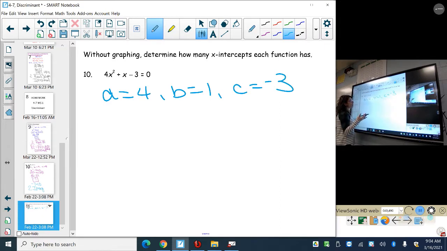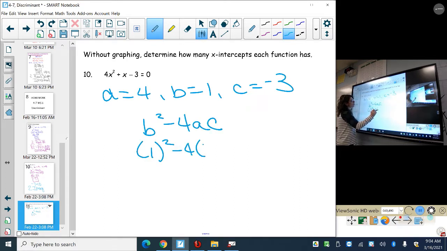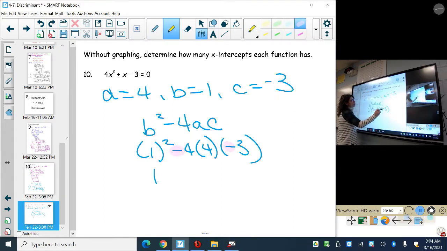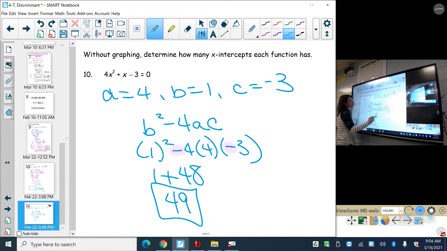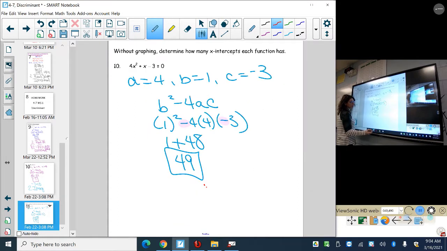So with that being said, I'm going to go ahead and do b squared minus 4ac. So this is 1 squared minus 4 times 4 times negative 3. 1 squared is 1. I have now two negatives. A double negative creates a positive. 3 times 4 is 12, times 4 is 48, to give me a 49. That is the value of your discriminant.